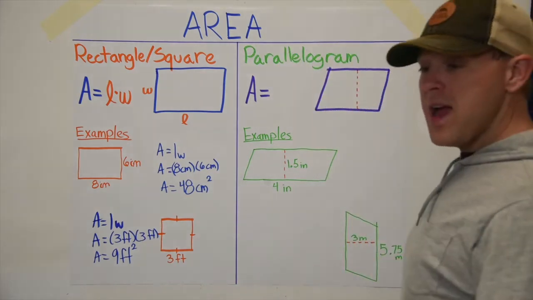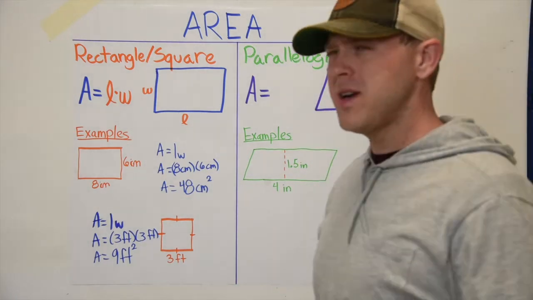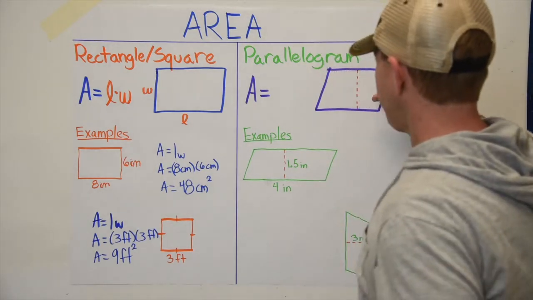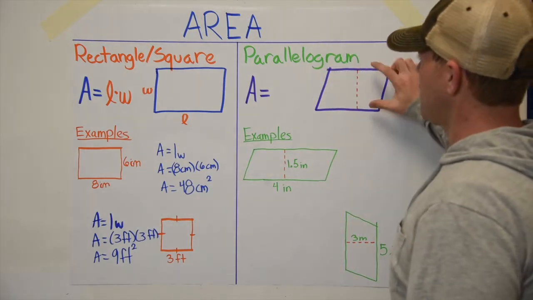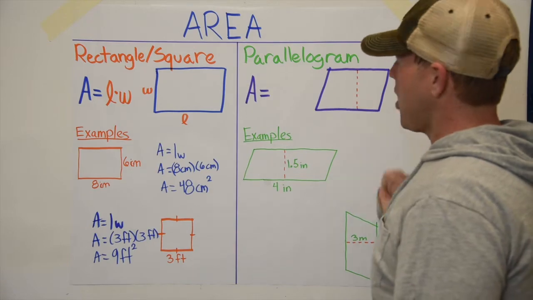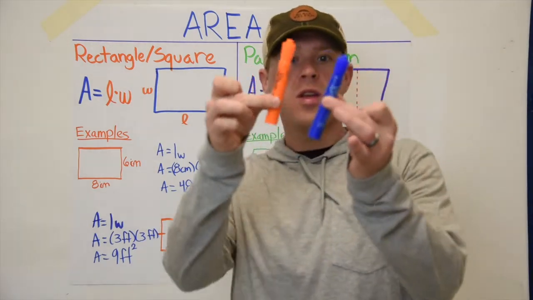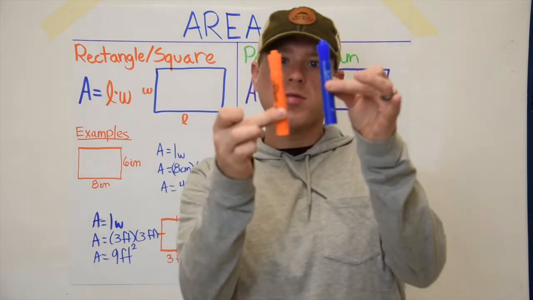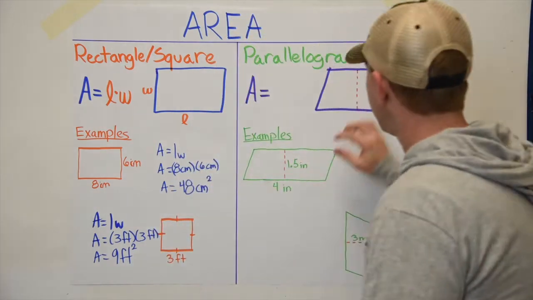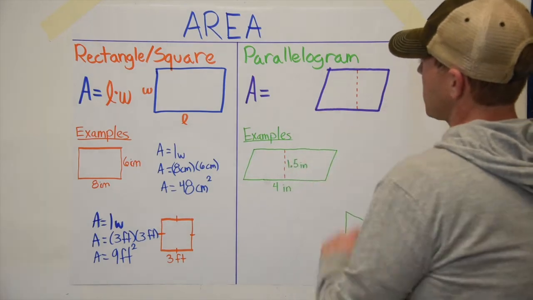So now, the next part of your foldable was a parallelogram. Well, what is a parallelogram? A parallelogram is a four-sided figure where two sides, opposite sides, are parallel. Remember, for lines to be parallel, that means they don't touch. They never touch. So these two sides will never touch, and these two sides will never touch.